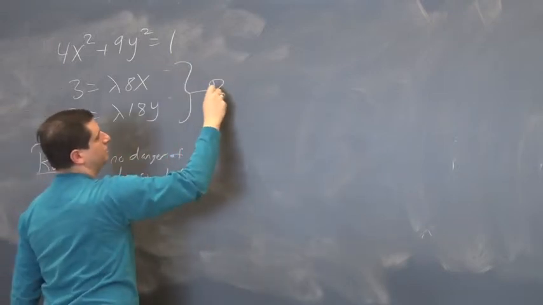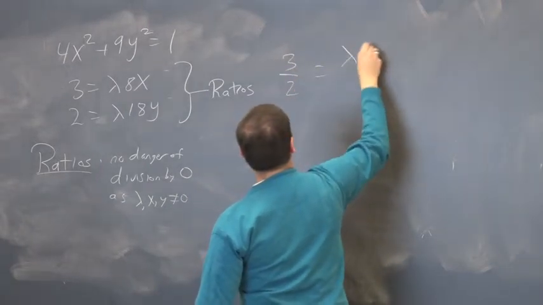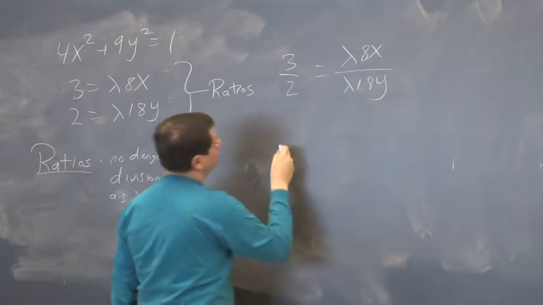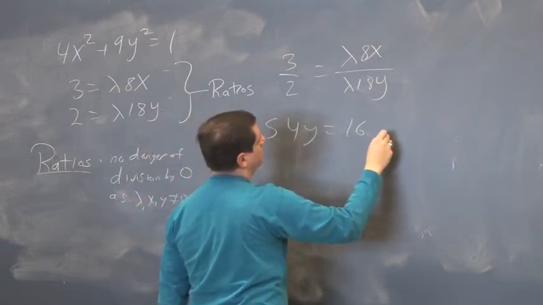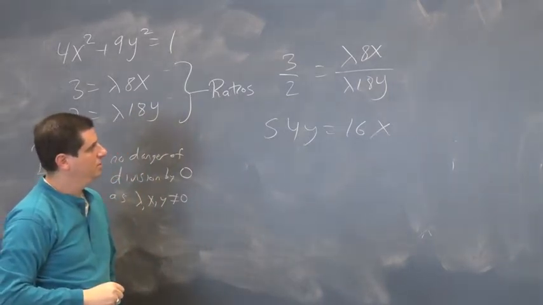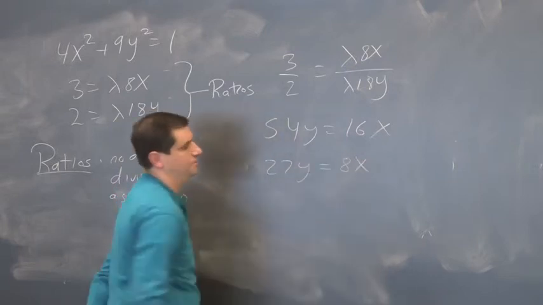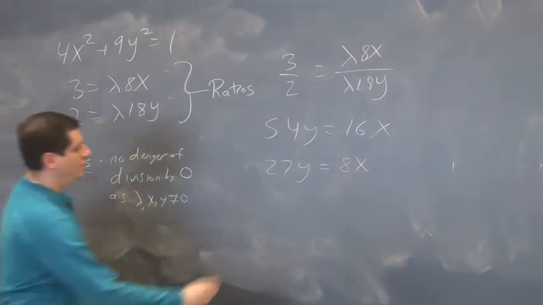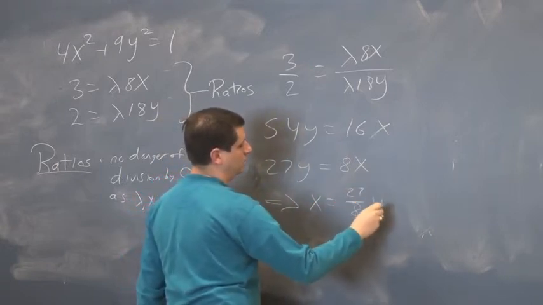So if we take ratios, we get 3 over 2 is lambda 8x over lambda 18y. So 54y is 16x. And so I can divide, you get 27y is 8x. So there's lots of different ways I can do it now. One thing I could do is I could then say, all right, x is equal to 27 over 8 times y.